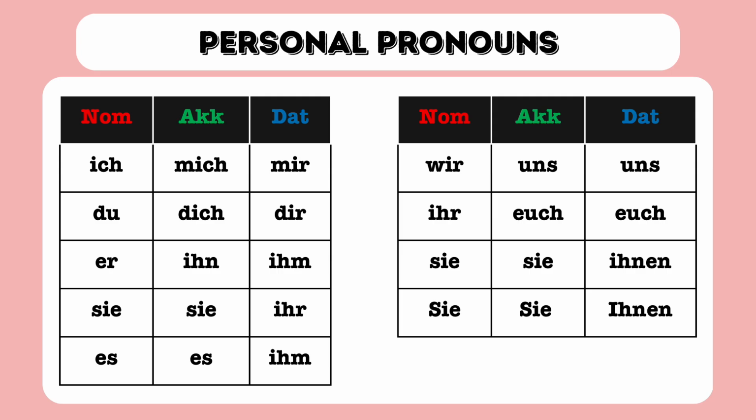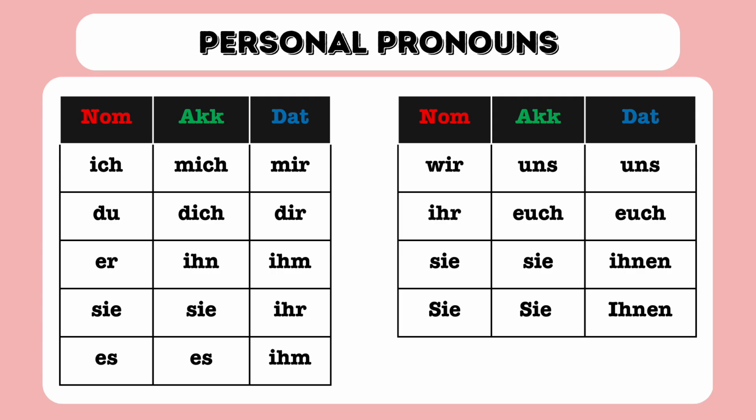For the plural side of things, we have wir, which changes to uns in both accusative and dative, and ihr, which changes to euch for both accusative and dative. Wir, of course, meaning we, uns being us, and ihr being the you plural informal, which then changes to, again, still just you plural informal for both accusative and dative, just a different way of spelling it and saying it.